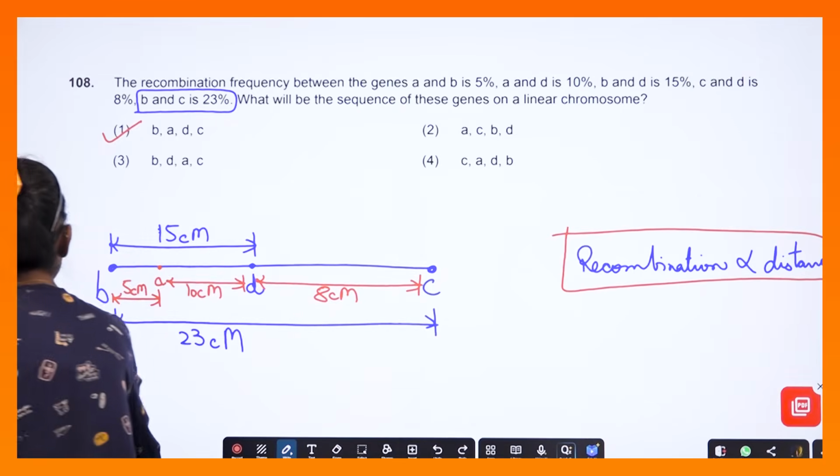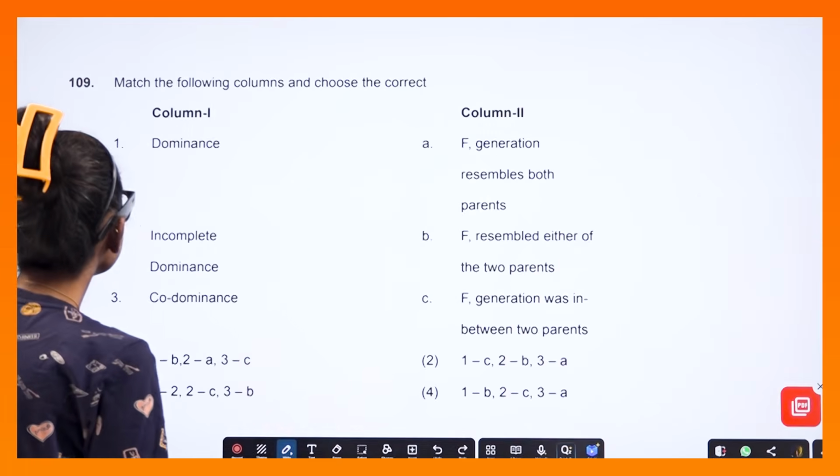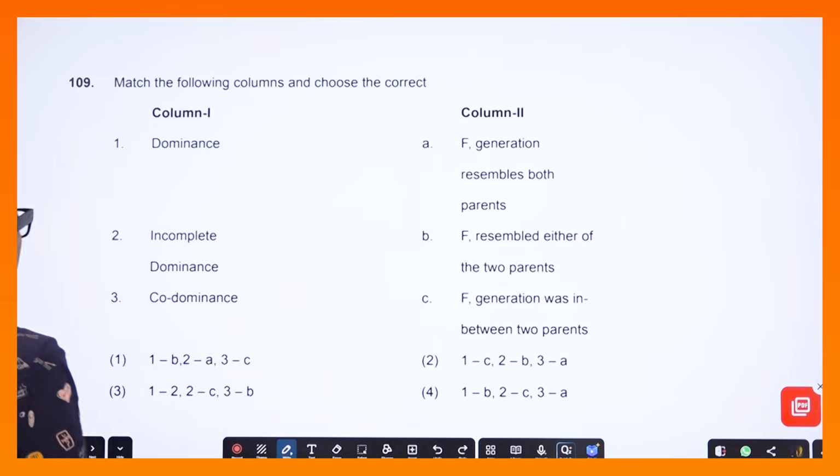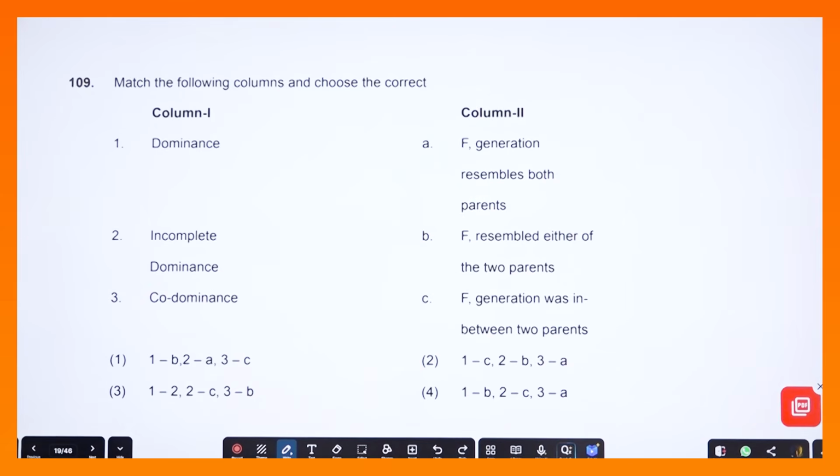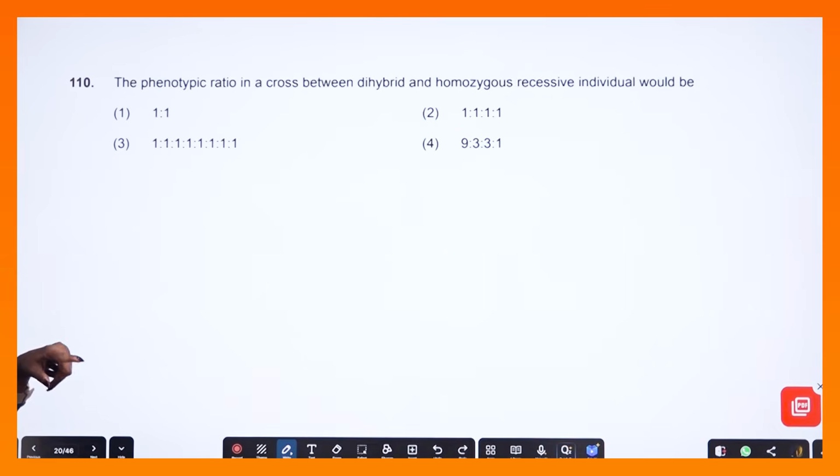Let me see if there is any other question that I want to discuss with you. This is also very easy. Codominance, incomplete dominance. So this is fine. I'm not doing this incomplete dominance question. This is also very easy.